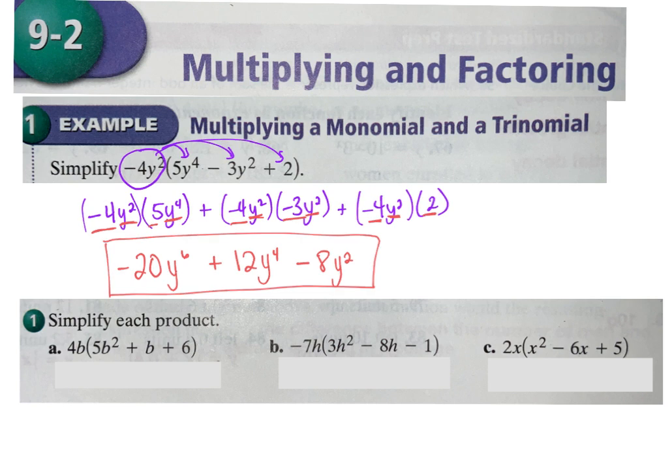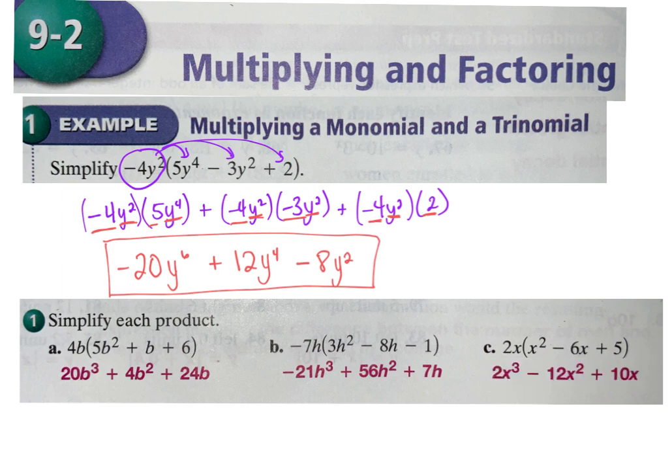So now we're doing distribution with our properties of exponents, all right? So try those A, B, and C there. So when you distribute that, you should get 20b cubed plus 4b squared plus 24b. For the second one, you're distributing negative 7h. So you should have gotten negative 21h cubed, positive 56h squared plus 7h. And then for the last one, you're distributing 2x. 2x cubed minus 12x squared plus 10x.